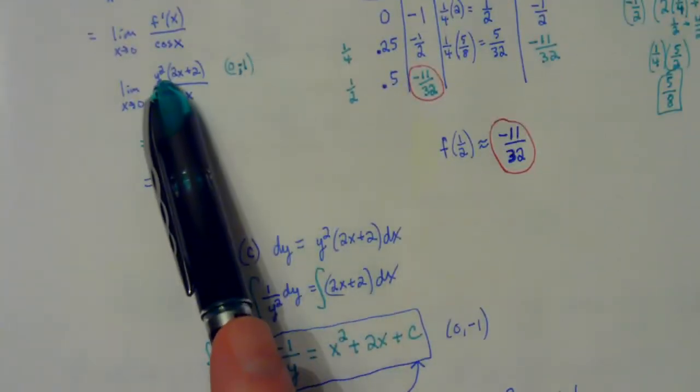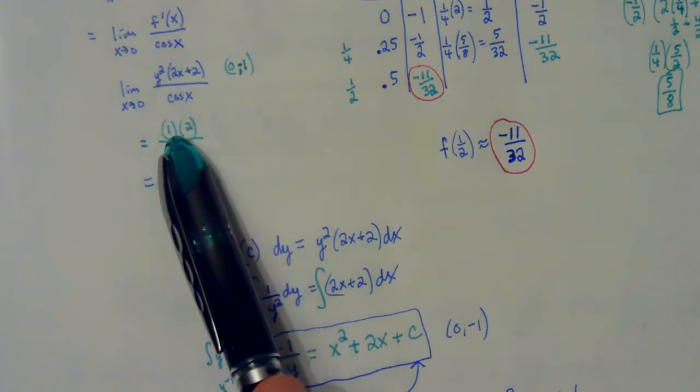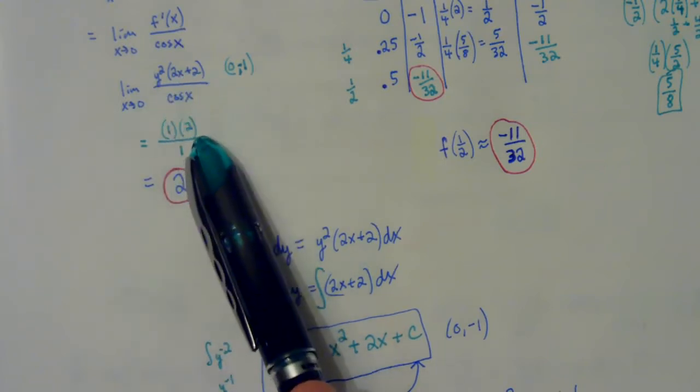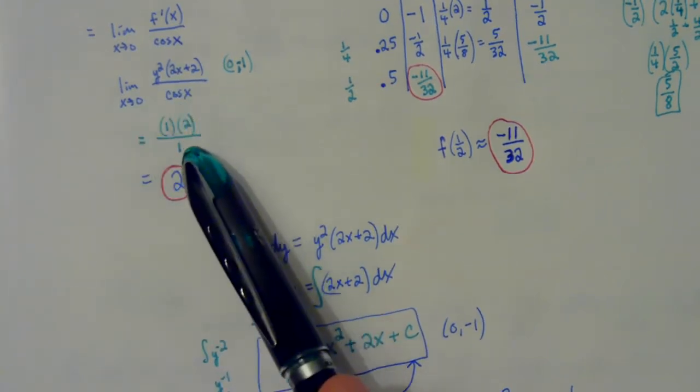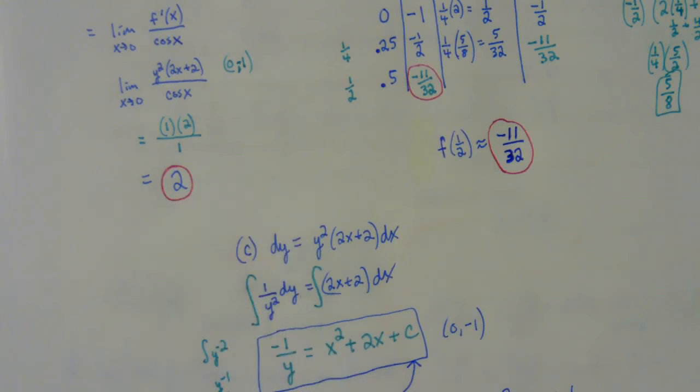So we'll take the -1 and plug it in for the y. Now when you square it, it becomes a +1. You plug the 0 in for the x, so you get a 2, and then the cosine of 0 is equal to 1, so we get 2 for that limit answer right there.